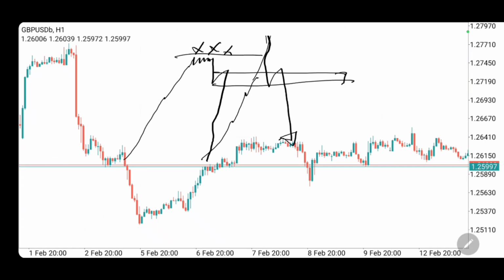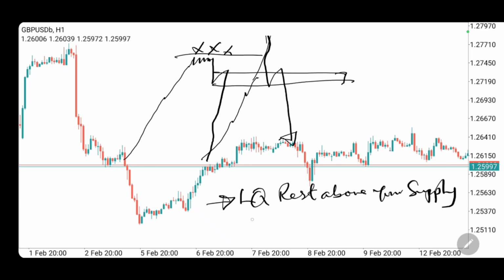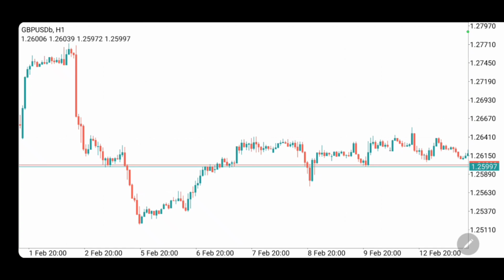All right, so I said liquidity most times rests above your supply zone, and several times as well liquidity rests below your demand zone. So you need to pay attention to this. So when you don't pay attention to liquidity pools, you become the liquidity, and your setups most times will not work. All right, what else do you need to know about liquidity?